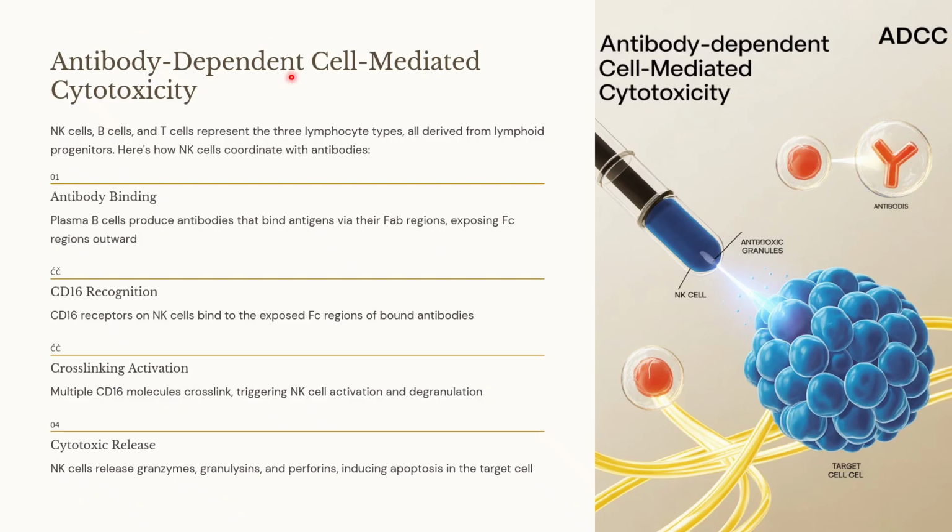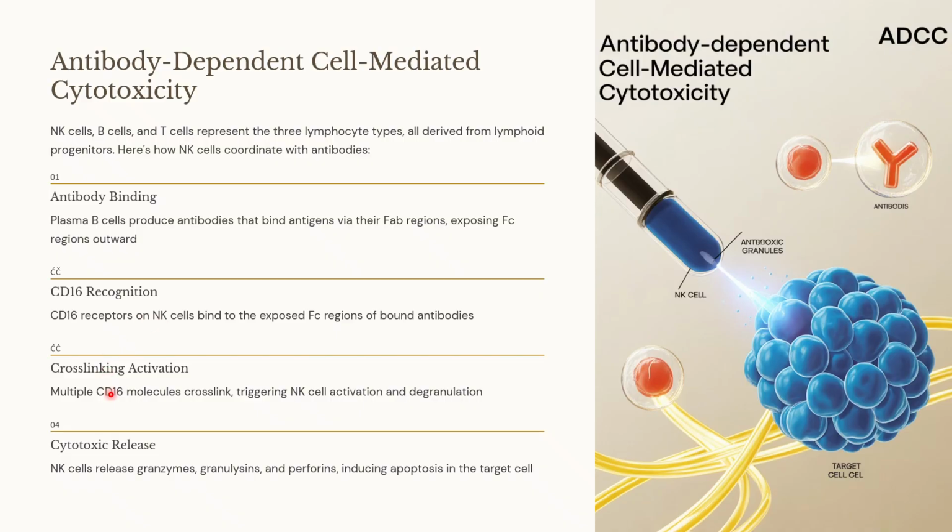What about antibody-dependent cell-mediated cytotoxicity? The natural killer cells, B cells and T cells represent the three lymphocyte types. Fine. There is something known as antibody binding. The plasma B cells will produce antibodies that will bind the antigens. The antibodies have a FAB region as well as an FC region. The FAB region is always bound with the antigen. The FC region is present outward. The CD16, which is present on the NK cell, will bind to the exposed FC region of the bound antibodies.